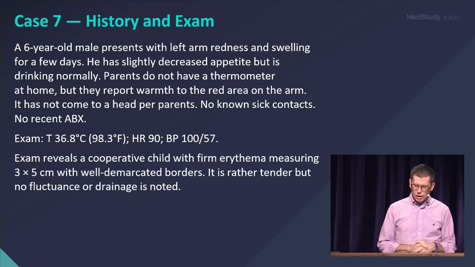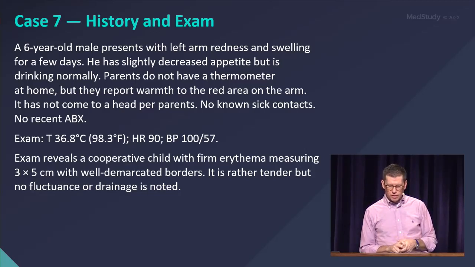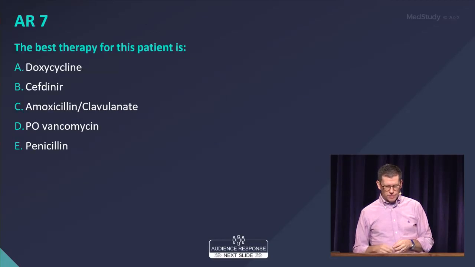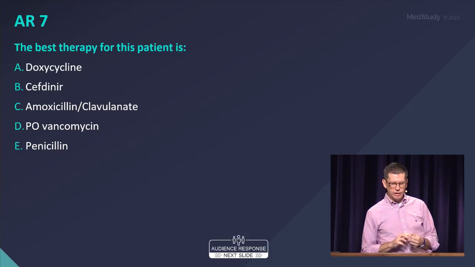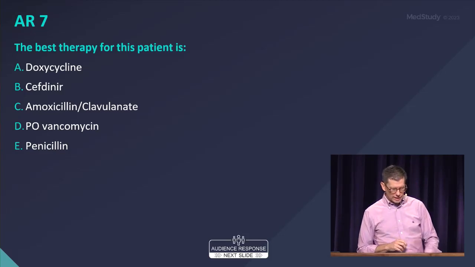Temperature 98.3, heart rate of 90, blood pressure 100/57. The exam reveals a cooperative child with firm erythema measuring 3 by 5 centimeters with a well-demarcated border. It is rather tender, but no fluctuance or drainage is noted. The best therapy for this patient is A, doxy, B, ceftonir, C, amoxiclav, D, Piovanco, or E, penicillin.